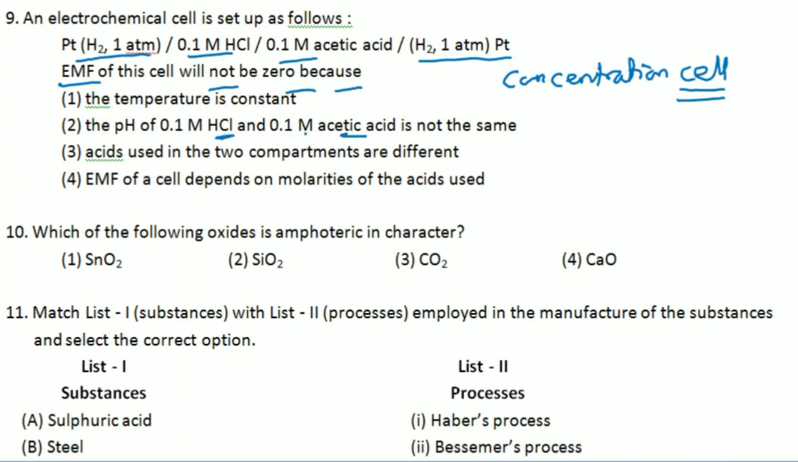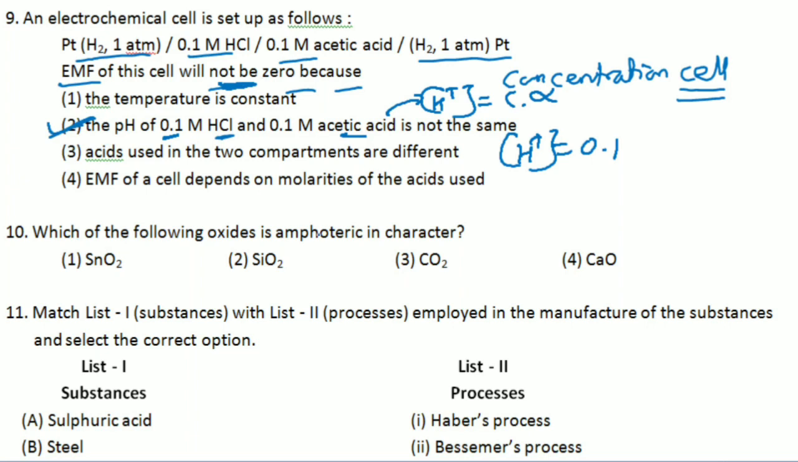Because of that reason, in HCl, directly we will take H plus ion concentration as 0.1. But in acetic acid, remember, H plus ion concentration you have to consider as C into alpha, the degree of dissociation. Hence remember, H plus will not be the same. Because of that reason, the EMF of the cell is not equal to 0. So hence the answer for this question is the second one. Ninth one, answer is 2.